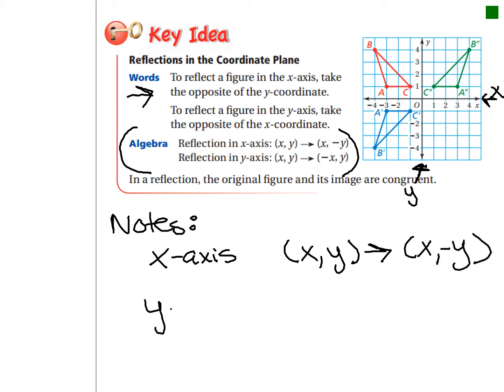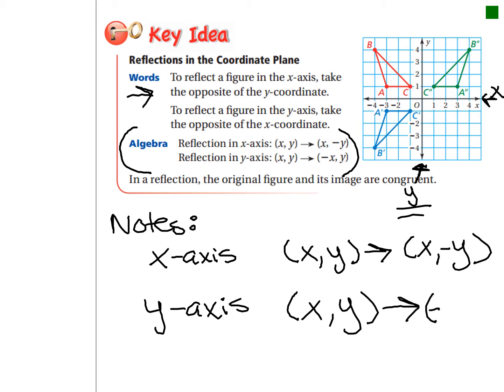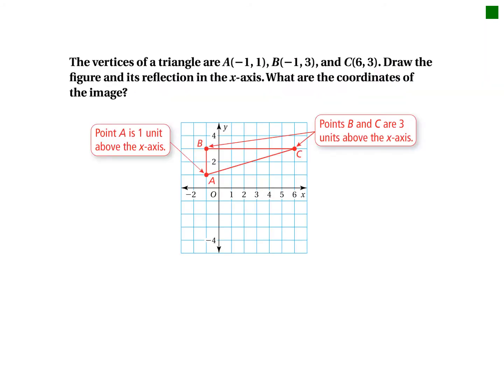All right, if we're flipping in the y-axis, so we're flipping into right or left of the figure, the y-axis is the vertical line. We will be taking the opposite of the x value. So I'll go x comma y, and the x will change from a positive to a negative, or a negative to a positive, and the y will stay the same. All right, go ahead and pause your video if you needed more time to write this down. We are going to go through this in our next slide with a couple of examples. All right, so we have a triangle that's in quadrant 1 and in quadrant 2.